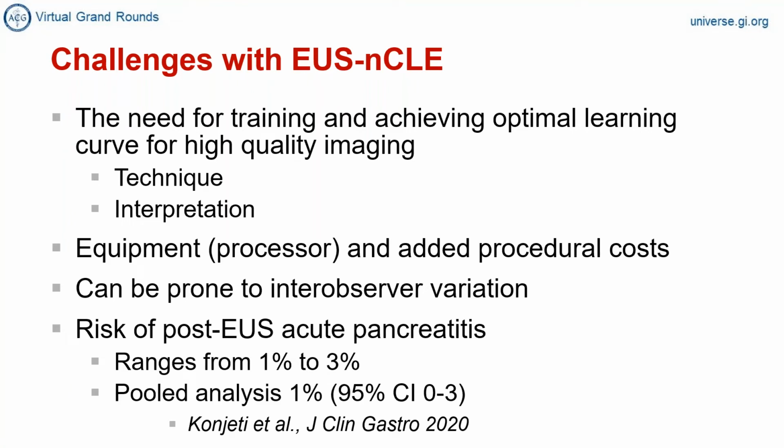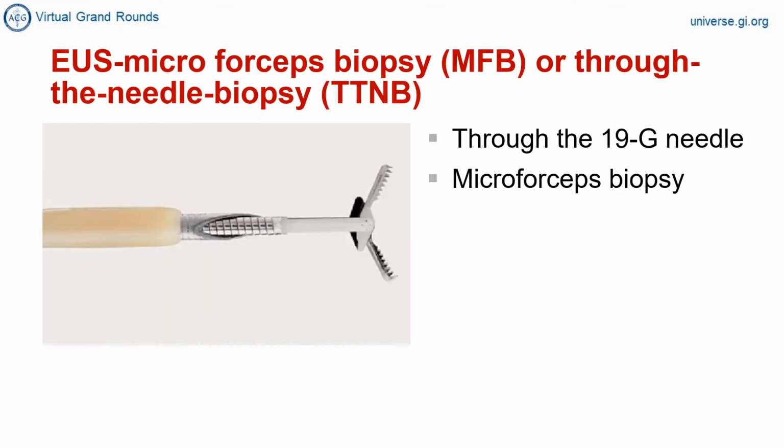While the risk of pancreatitis in just a standard EUS FNA is less than 1%, here the risk of pancreatitis ranges from 1% to 3%. Although a recent pooled analysis across 7 studies showed that the risk was 1% with a confidence interval between 0 and 3.